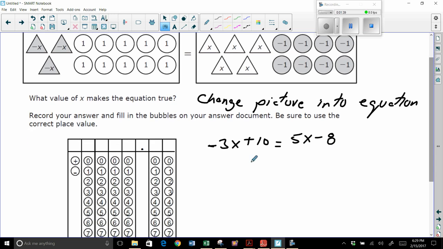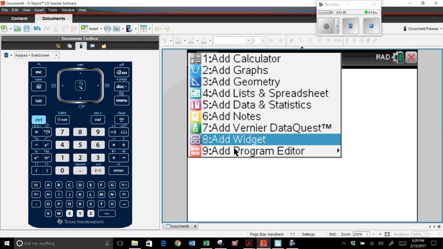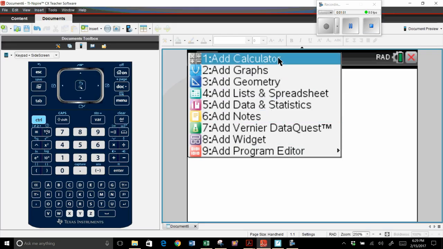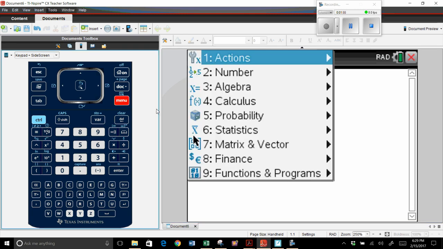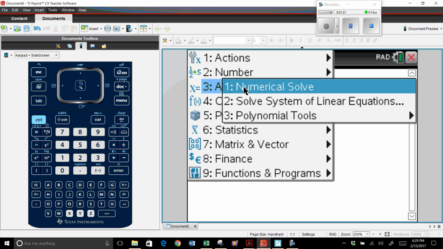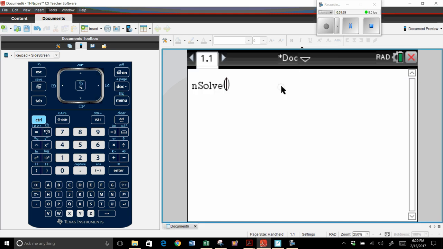So now that I have my equation, what I'm going to end up doing is I'm going to go ahead and use the calculator's numerical solve, so I can get this answer. So what I'm going to do is go into my calculator, we're going to do C for calculator. So there's my regular calculator. I'm going to go into menu, then it was A for algebra, N for numerical solve. So now that I'm here, I'm going to type in my equation.